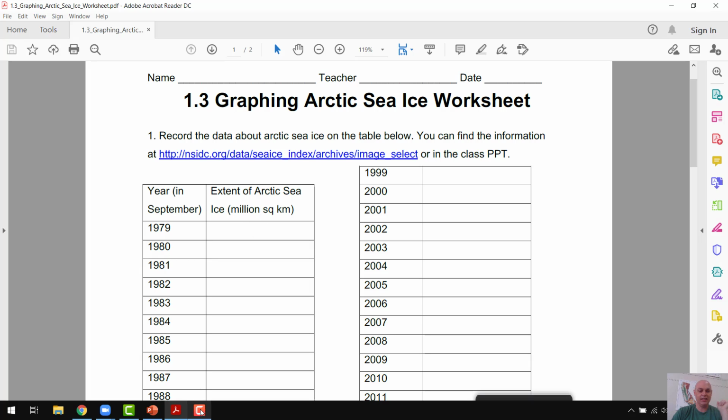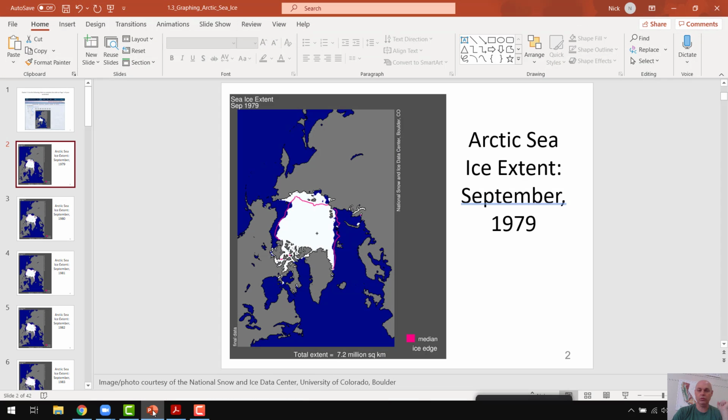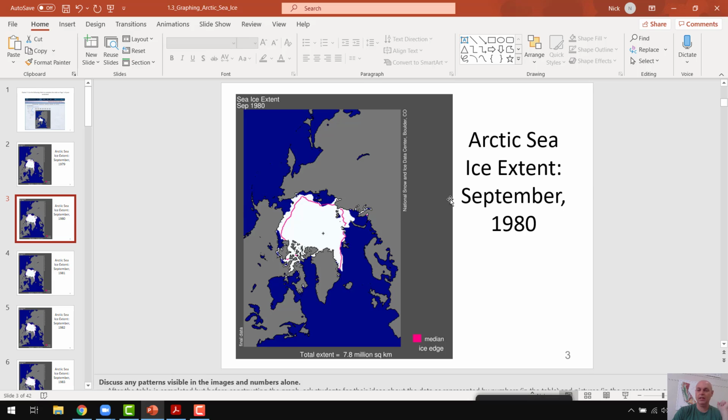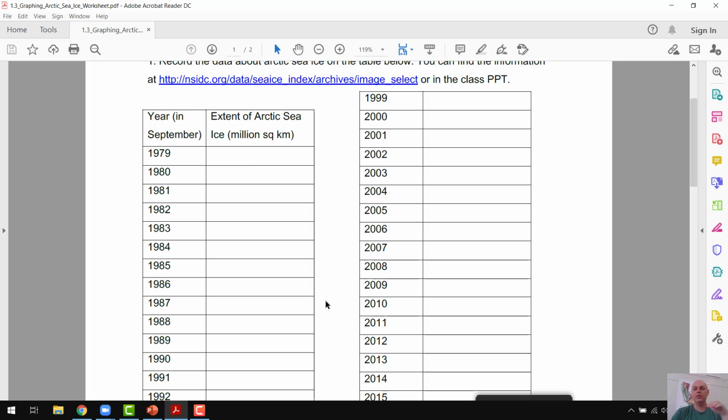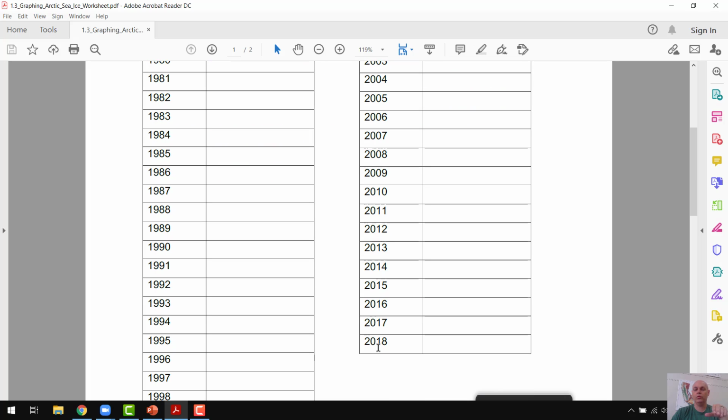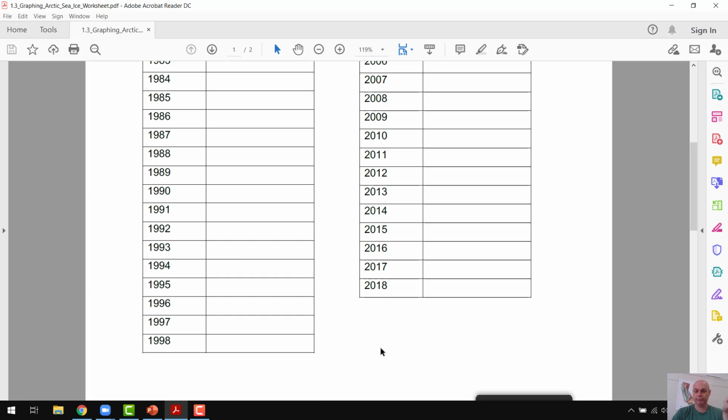Next one is 1980, right? So I go to the next slide, September 1980, and it has the sea ice again. Total extent 7.8. So from there I'll go back to my data table, fill in 7.8 into 1980, and I'm going to do that all the way to 2018. There's a PowerPoint slide for each year.